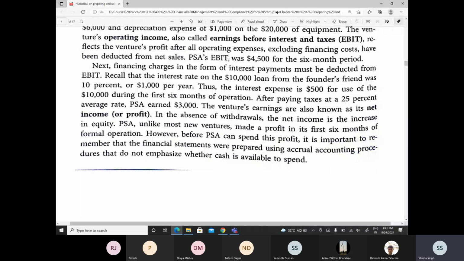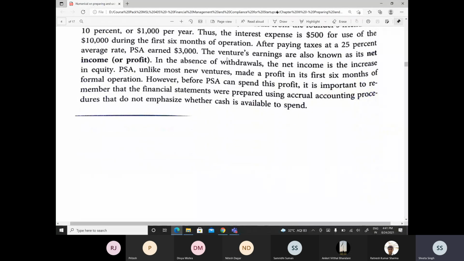Okay. PSA, unlike most new ventures, made a profit in its first 6 months of formal operation. This is very rare in a startup, that you make money in the first 6 months. However, before PSA can spend this profit, it is important to remember that the financial statements were prepared using accrual accounting procedures that do not emphasize whether cash is available to spend. So please remember, even though PSA is showing a profit, it still has not recovered the cash. It has still sold on credit. Okay, this is what happens in a new company.